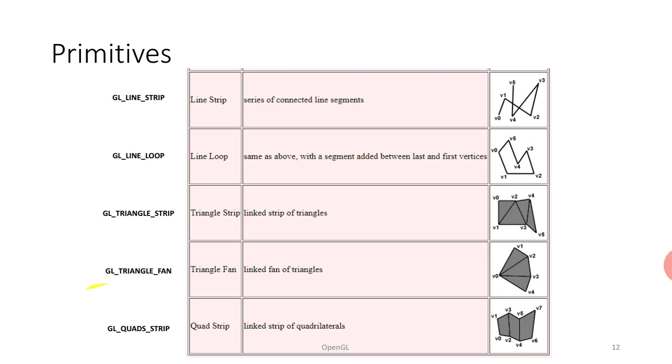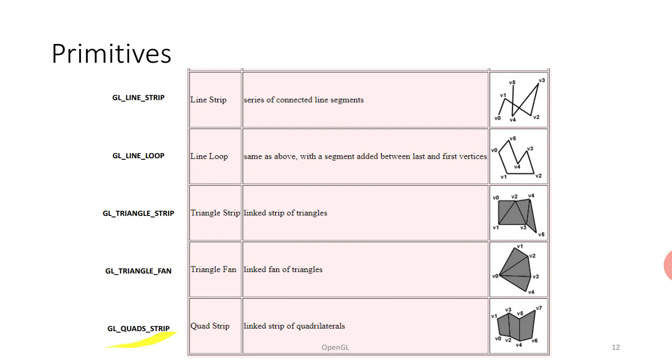Next primitive is GL_TRIANGLE_FAN. It can be used to draw a triangle fan, that is a linked fan of triangles, as shown in the figure. If you attach these triangles, then the shape formed is similar to a fan. Hence it is called triangle fan.